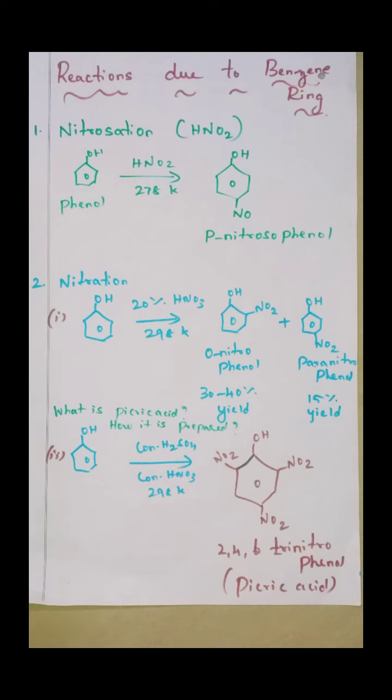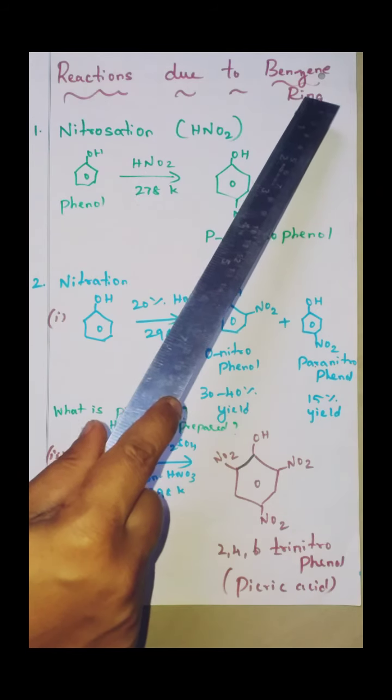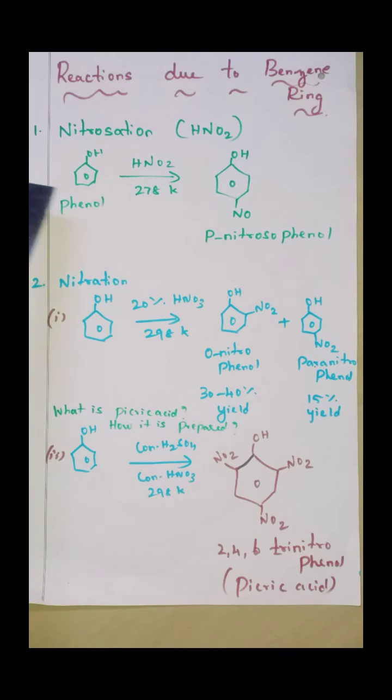The next, the reactions due to benzene ring. So last we saw the reactions due to OH group in the phenol. Here the reactions due to benzene ring. So these are also chemical properties of phenol.